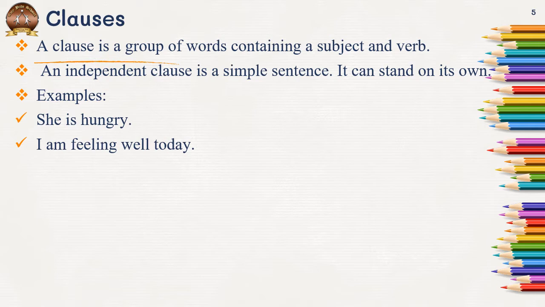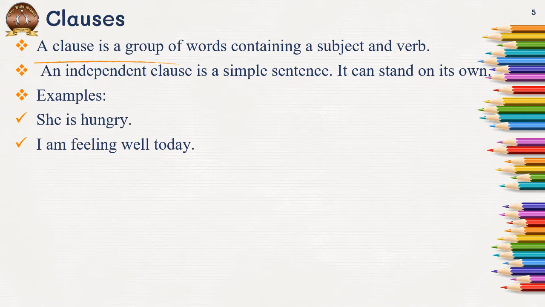So a clause is a group of words containing a subject and a verb. An independent clause is a simple sentence. So whenever you see a sentence that is a simple sentence, means that it contains just one subject and one verb, and it stands on its own, it can be considered a simple sentence, and it will be considered as an independent clause.